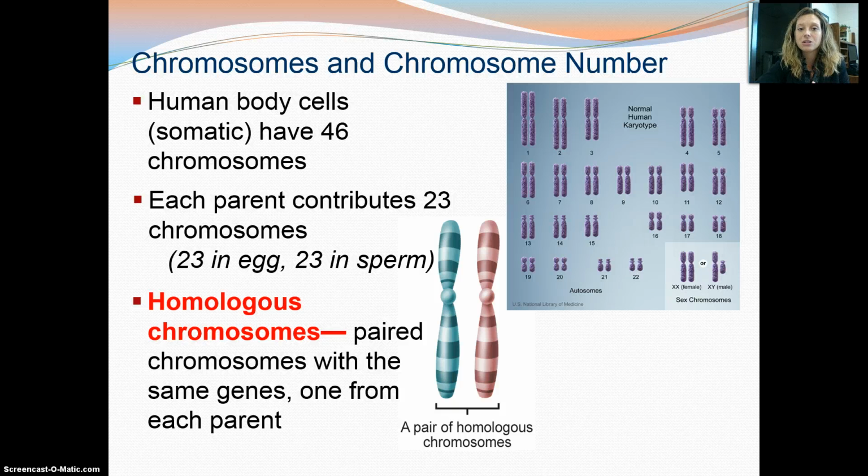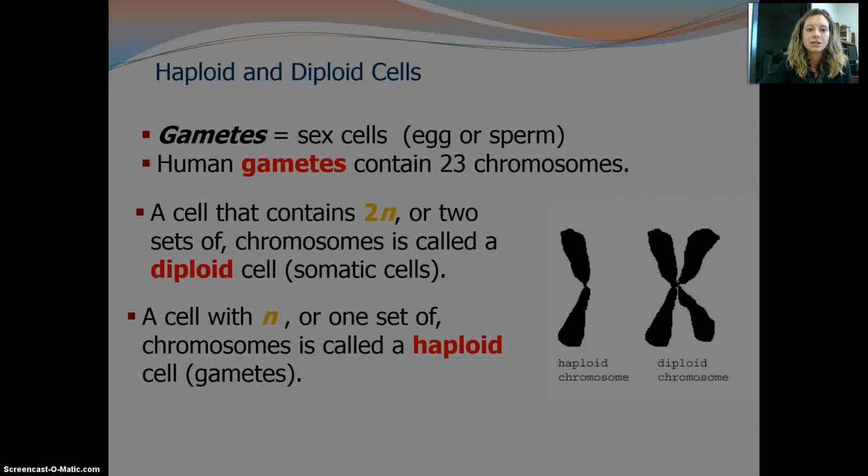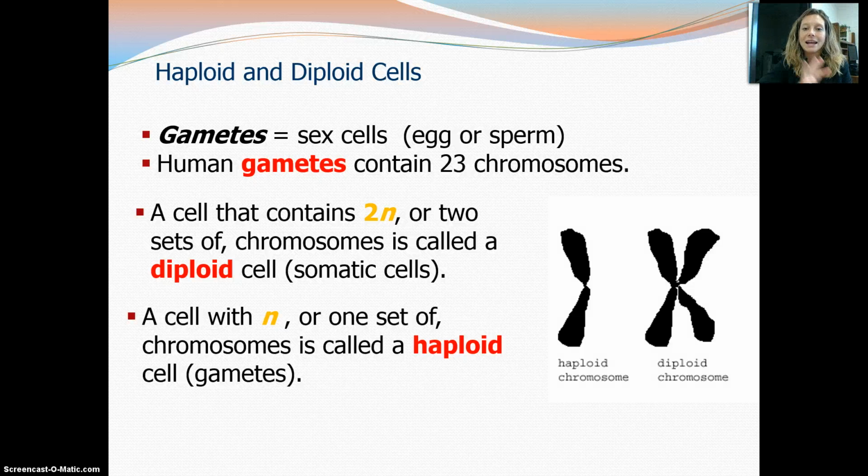Okay, so those pairs of chromosomes are called homologous chromosomes. They carry the same genes. Not necessarily the same traits, but they carry the same genes, meaning like they both carry the gene for whether or not you have dimples. But they may not necessarily carry the same genetic information. They just carry the same gene. Okay, so homologous chromosomes.